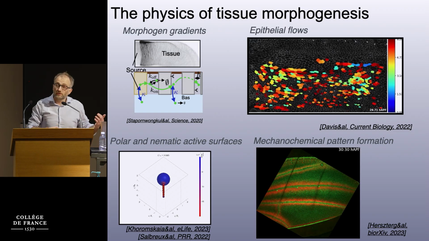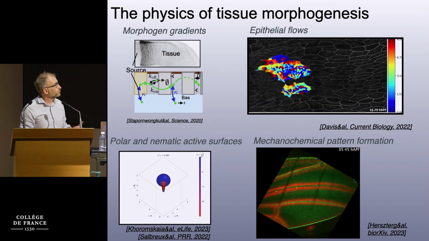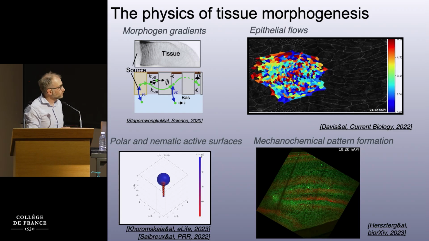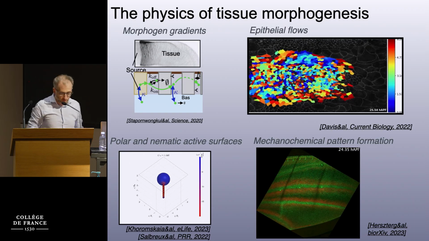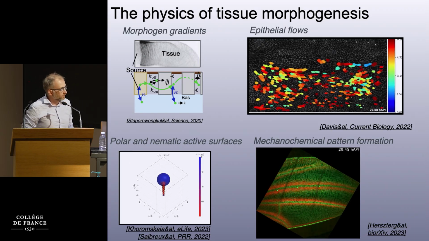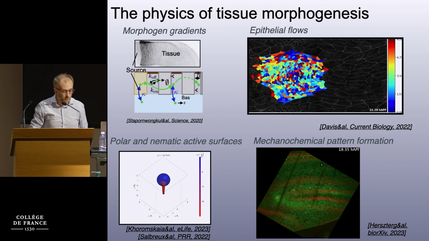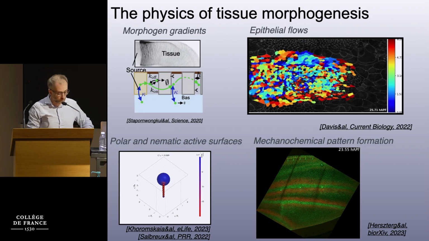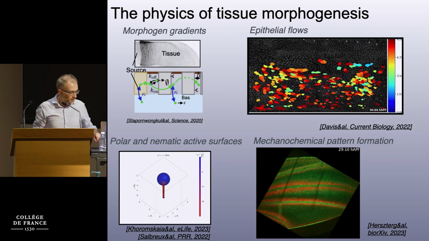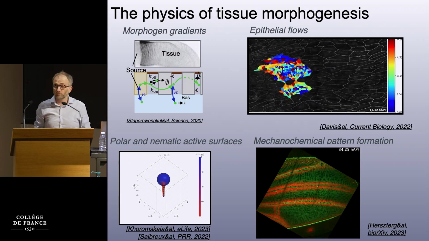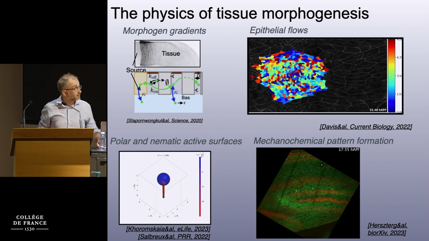I'm also interested, on the theory side, in the physics of polar and nematic active surfaces. We have done a recent study on the shapes of these surfaces. And we have a preprint on mechanochemical pattern formation with Jean-Paul Vincent, on the formation of the veins in the Drosophila wing. But today I'm not going to talk about that. I'm going to talk about 3D cell aggregates.